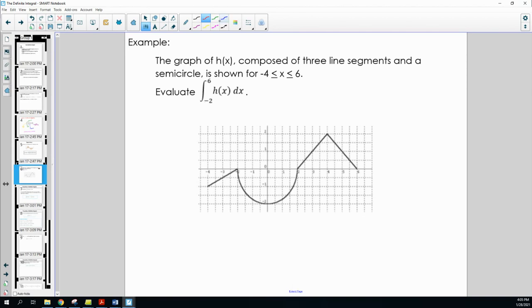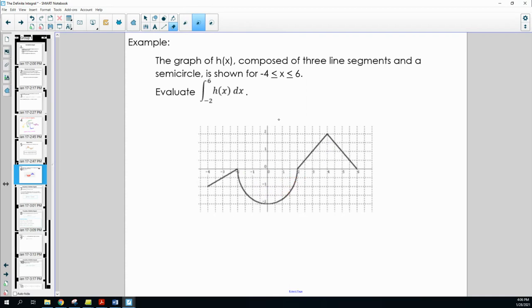From -2 to 6, I can see that from -2 to 2, this whole space down here is going to be negative because it's below the x-axis. From 2 to 6, this is all above the x-axis, so that piece is going to be positive. I would just find the area under the curve like I normally would.